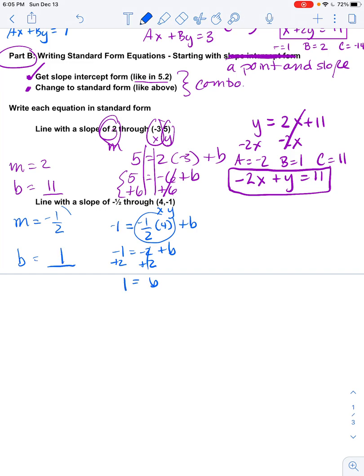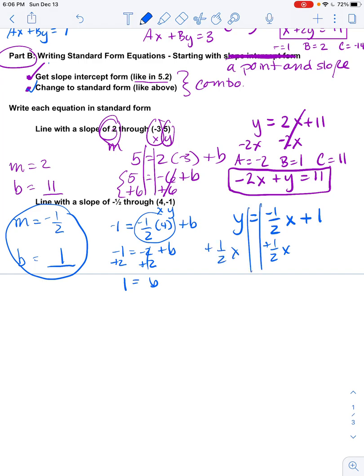Awesome. So now from these 2 pieces of my puzzle, I create my slope-intercept form. Y equals negative 1/2 x, that's my mx, plus b. Okay, so I did this up here, getting my slope. Now I have to go ahead and change it to standard form. I need to move the x part over so that all the variables are over here on the left side. That's going to give me 1/2 x plus y equals 1.